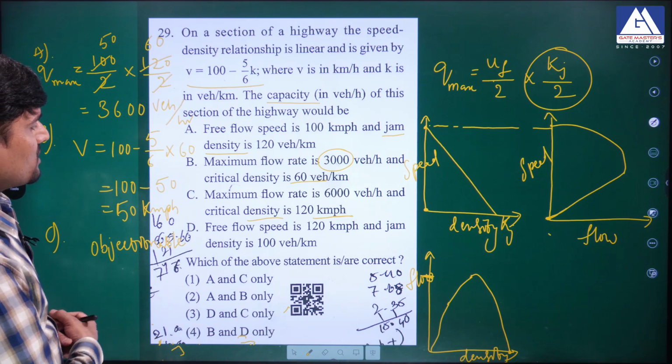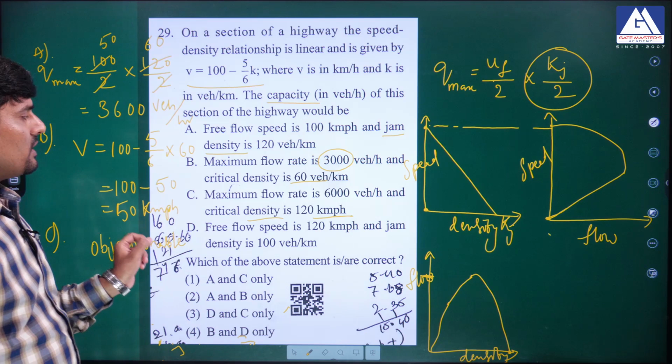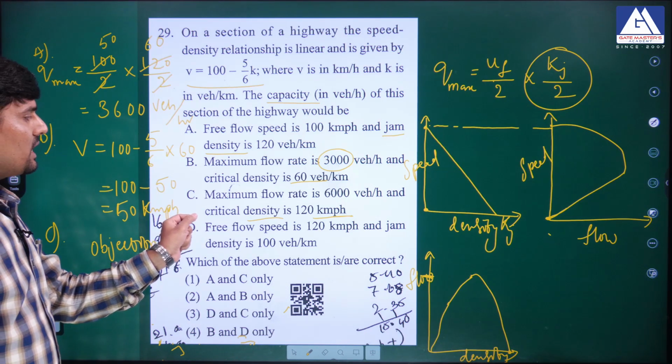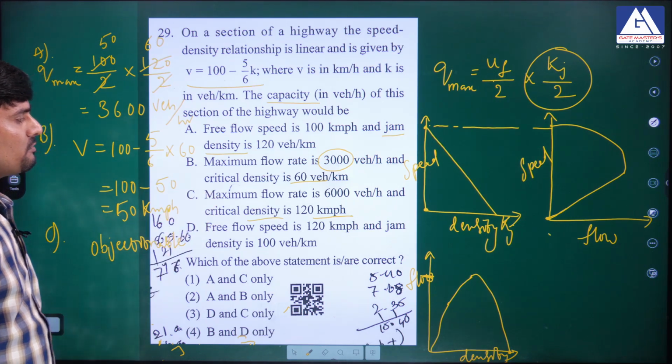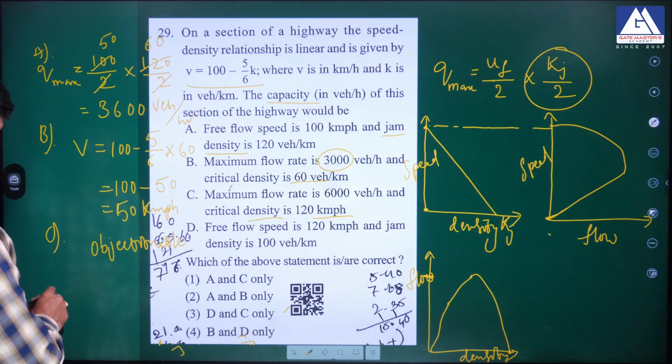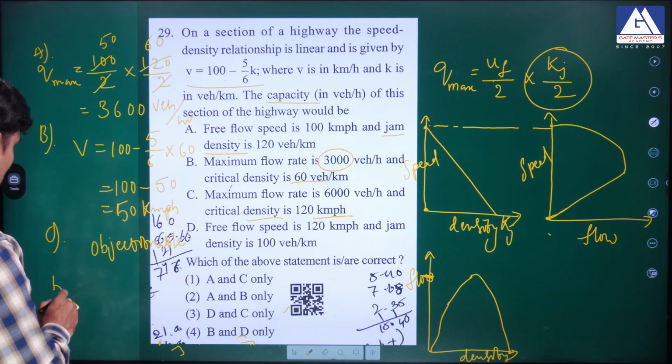And the next one is, so it is inevitable that we may not be able to calculate further the speed for the given maximum flow rate from option C. So let us move on to option D.